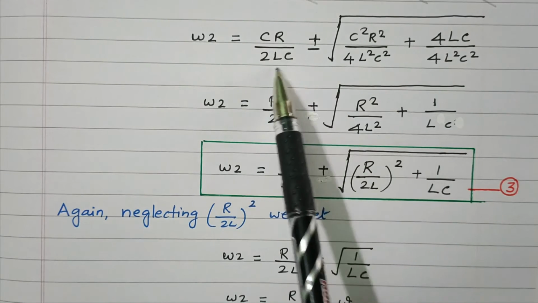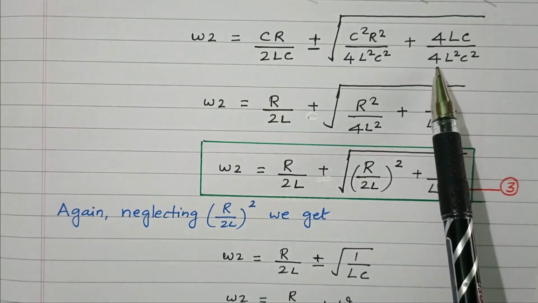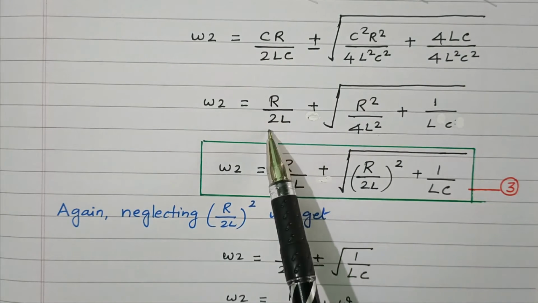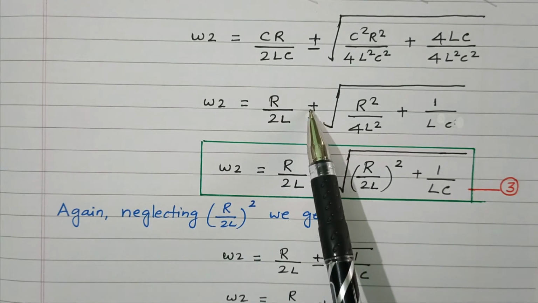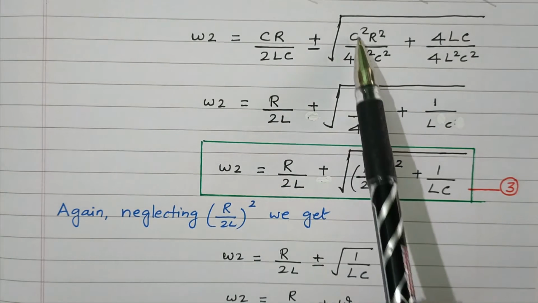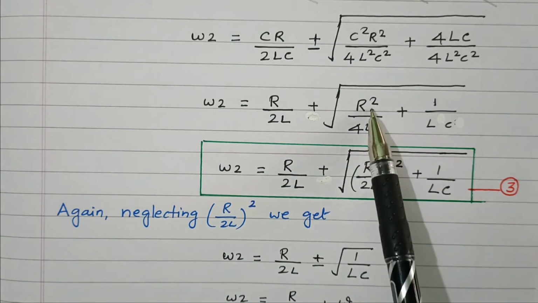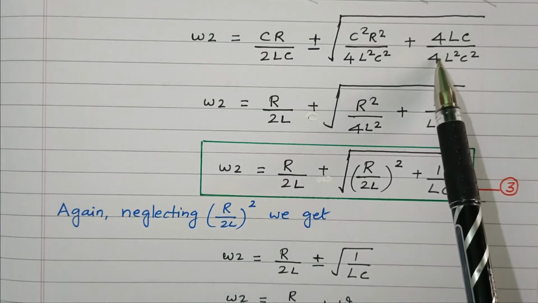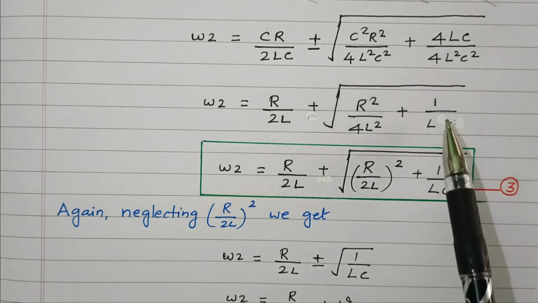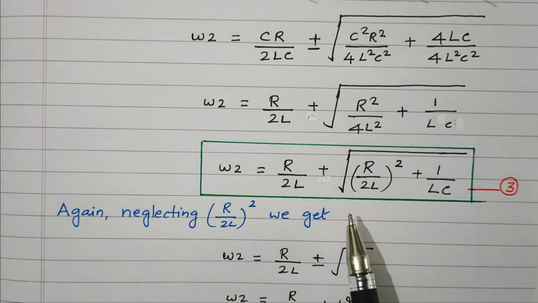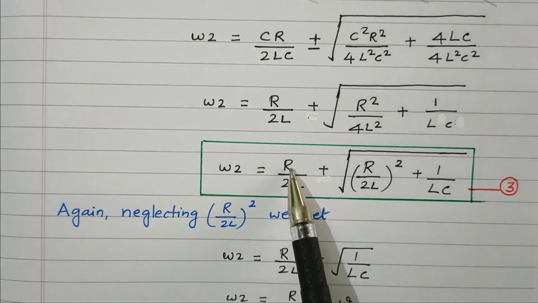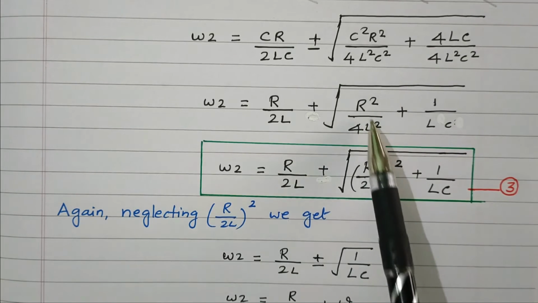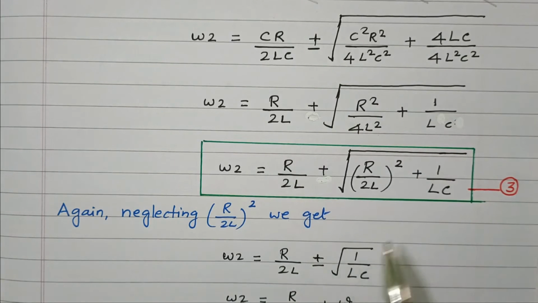We need to square this term, plus 4LC divided by 4 L square C square. So C got cancelled: R divided by 2L plus or minus, we will take only the positive. Here the C square got cancelled: R square divided by 4 L square, plus here 4 got cancelled, L one term got cancelled, 1 divided by LC. So we take R divided by 2L plus square root of R divided by 2L the whole square plus 1 by LC.